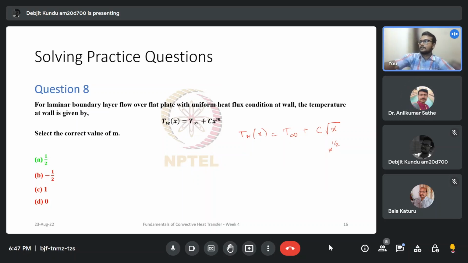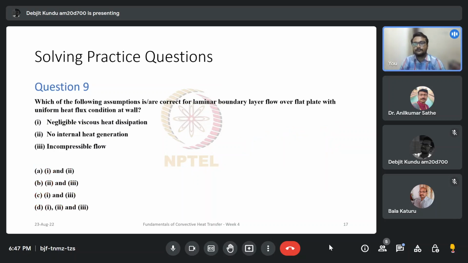So moving on to question number 9. Which of the following assumptions are correct for laminar boundary layer flow over flat plate with uniform heat flux condition at wall? This is also a similar case, that there is a uniform heat flux at the wall, q dot double prime is equal to some constant, and there is a boundary layer forming. So in this case, what are the assumptions taken? Is there negligible viscous heat dissipation? Is there no internal heat generation? Or is the flow taken as incompressible flow? There are four assumptions given here.